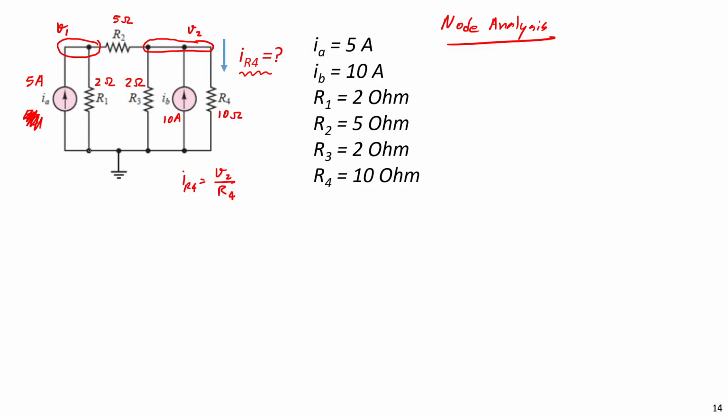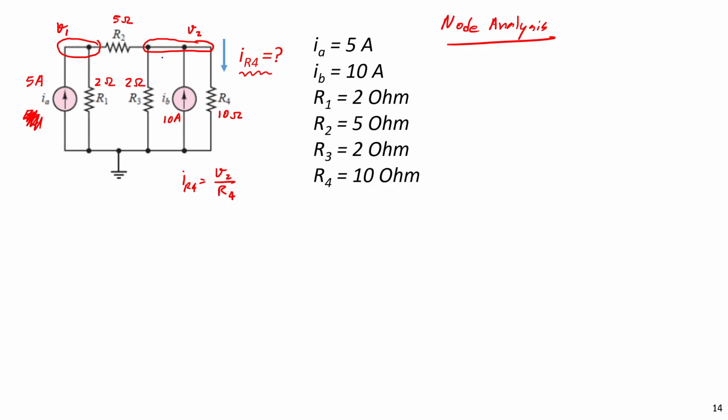Okay, for this problem, we have IA 5 amp, IB 10 amp, R1 2 ohm, R2 5 ohm, R3 2 ohm, and R4 10 ohm. How much is the current flowing through R4? We can find this current by V2 divided by R4.